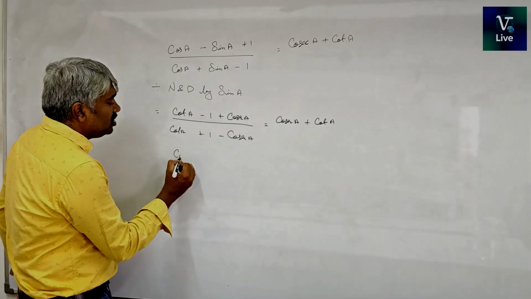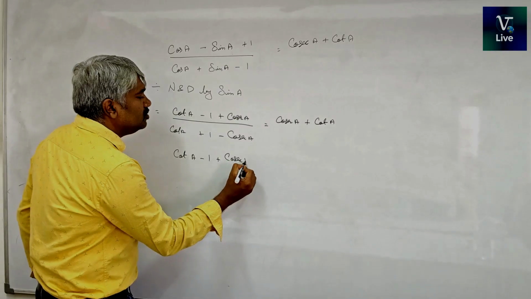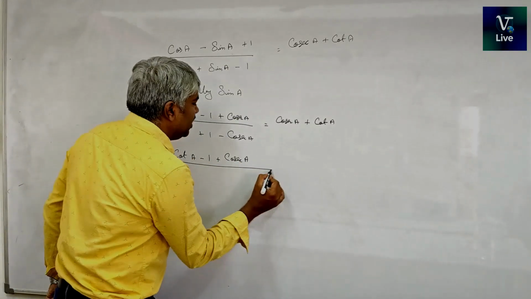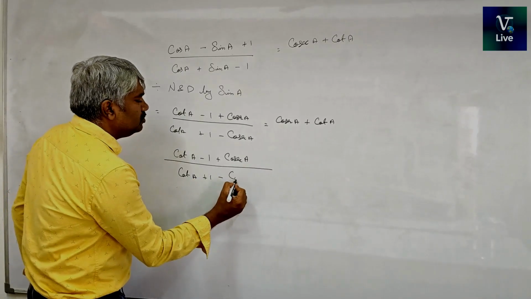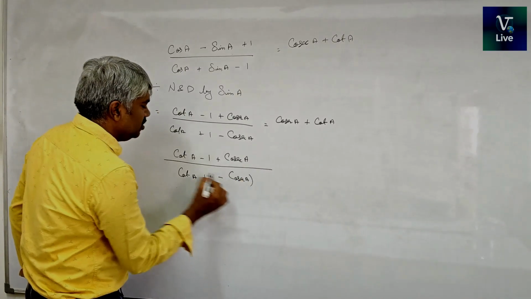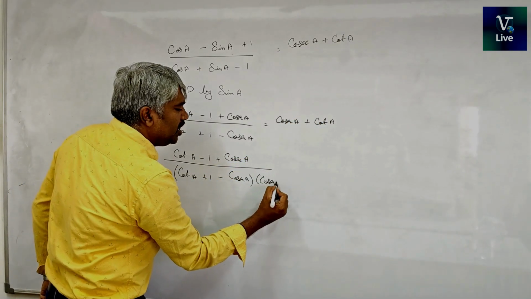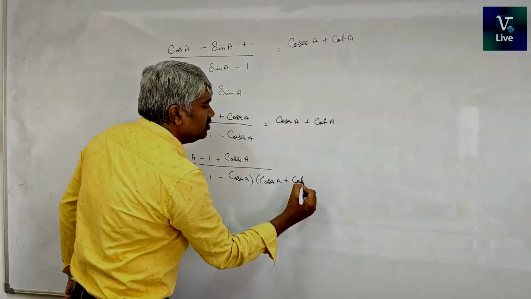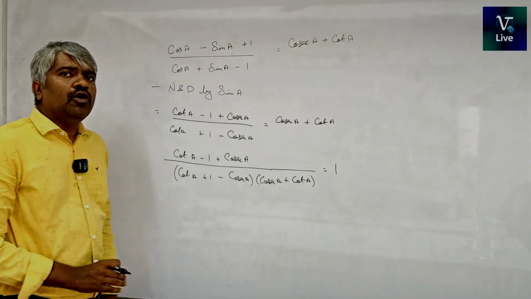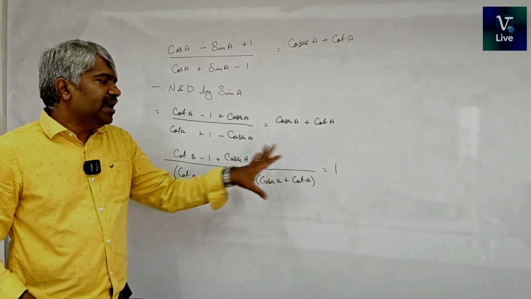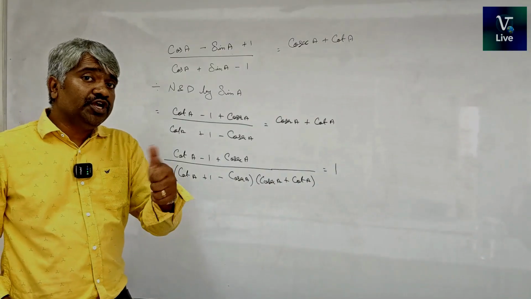Now the question is cot A minus 1 plus cosecant A divided by cot A plus 1 minus cosecant A. Bring the term cosecant A plus cot A to the denominator. We call it the cross multiplication method. So which is equal to 1. Now I have rearranged this question so that I need to prove this expression equals 1. So make sure that your answer is going to be 1.